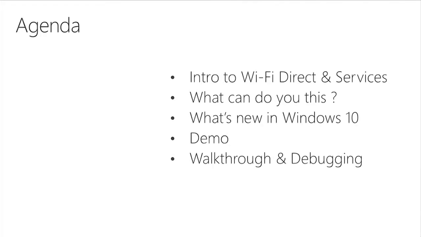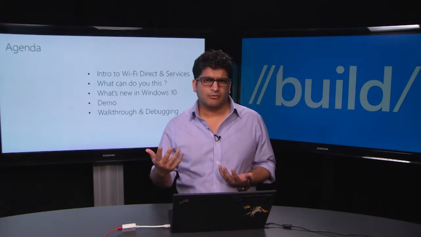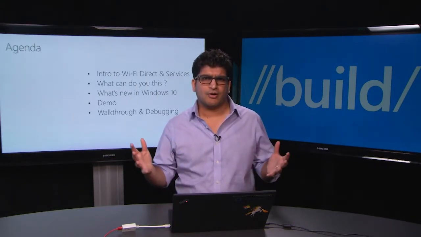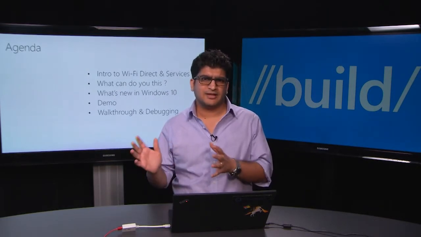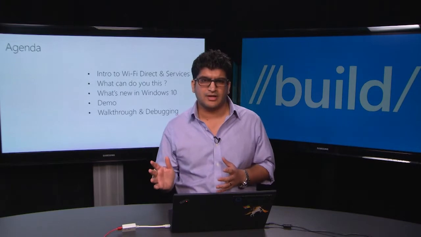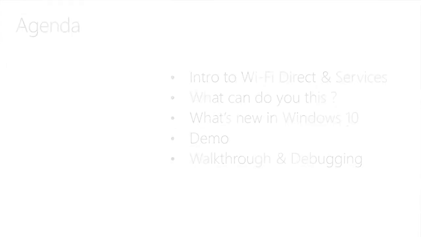Today, we'll spend some time talking about what is Wi-Fi Direct and Wi-Fi Direct services. What can you do with this technology, with these APIs? What can you build? What are some of the very interesting scenarios? We'll talk about what's new in Windows 10. Then we'll walk through a demo. We'll show you how all of this comes together. After that, Vishal is going to walk you through how simple and easy it is to write this code. And then we'll give you a couple of tips on debugging.